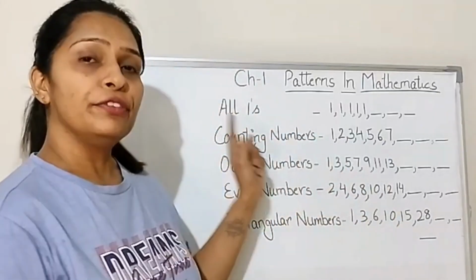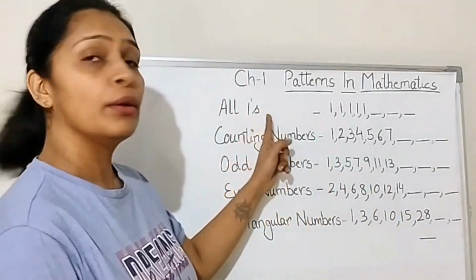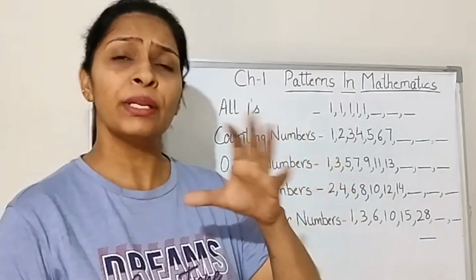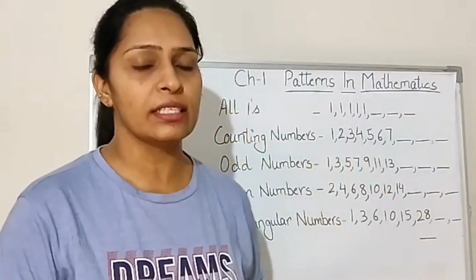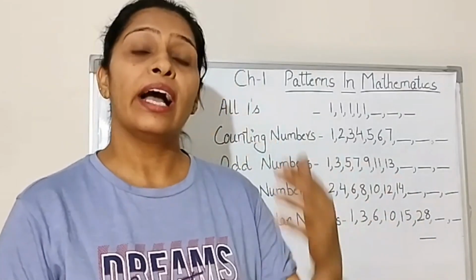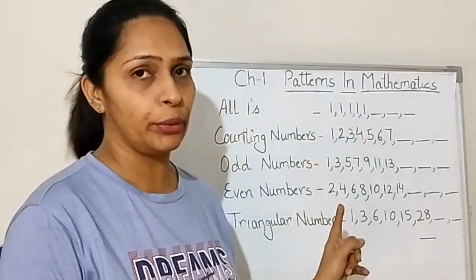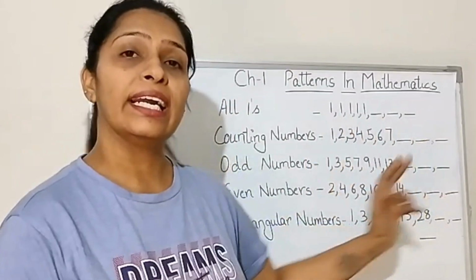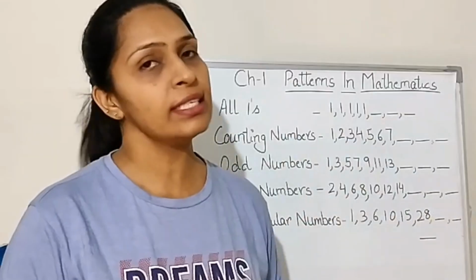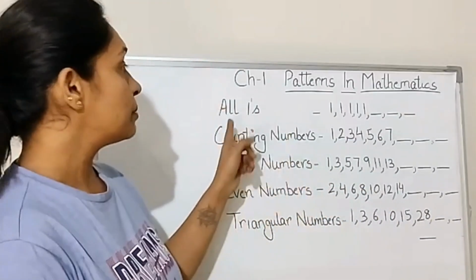So here, the first pattern, that is all ones. And below this table, first we will understand this table, how it goes, and below that, in Figure it Out, we have two questions related to this, where we have to write the next three numbers in this series. So let's begin here.